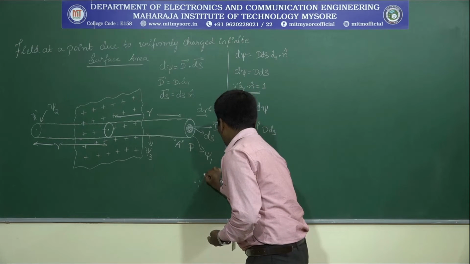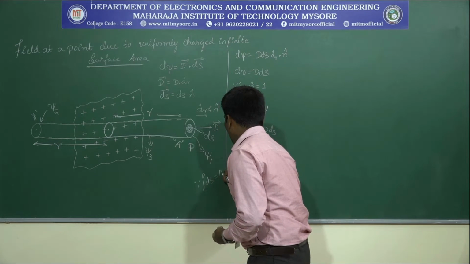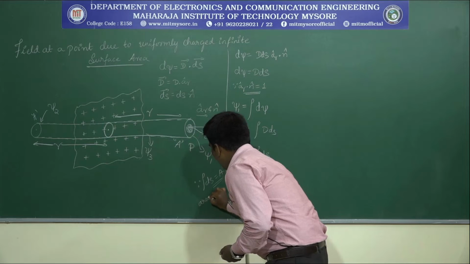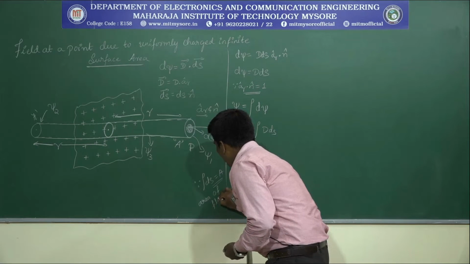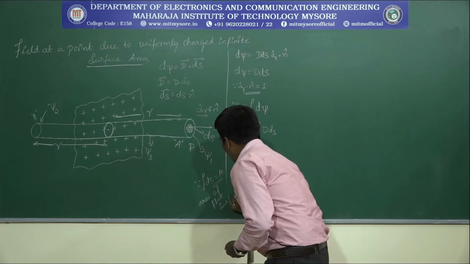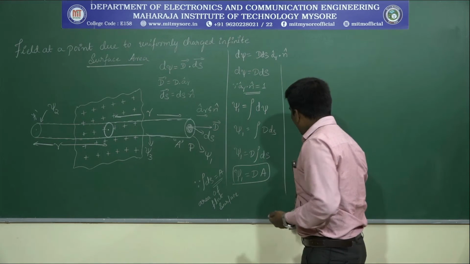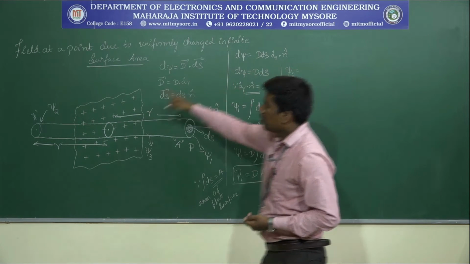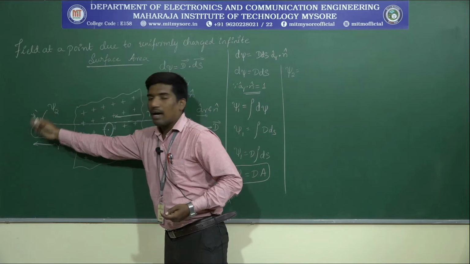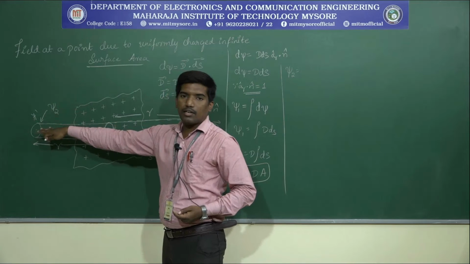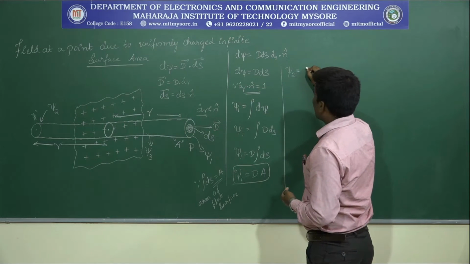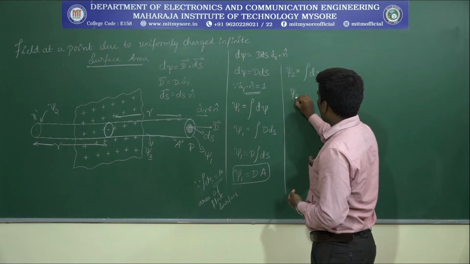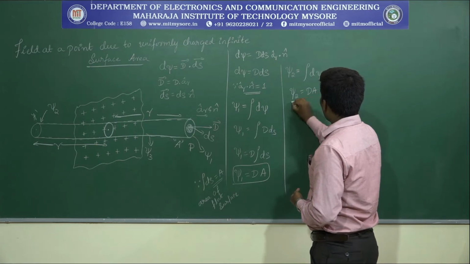Because integration of dS is considered as the area of the flat surface, where A is the area of the flat surface. The same explanation holds good for psi 2 also. What is psi 2? Psi 2 is the electric flux due to another flat surface on the other side of the charged surface area. That is, psi 2 is equal to integration of d psi, which is again equivalent to D into A.